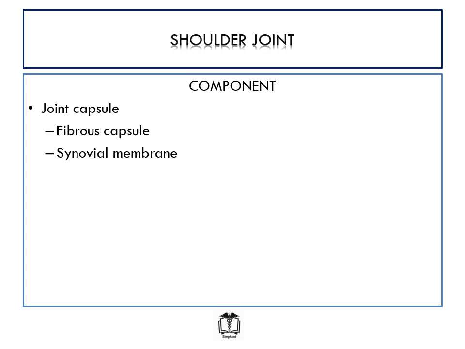Please note that the joint capsule tends to be thin and lax and allows a wide range of movement. So as a result, this is one of the things that tends to allow for instability of the joint because of how thin and lax the joint capsule is.